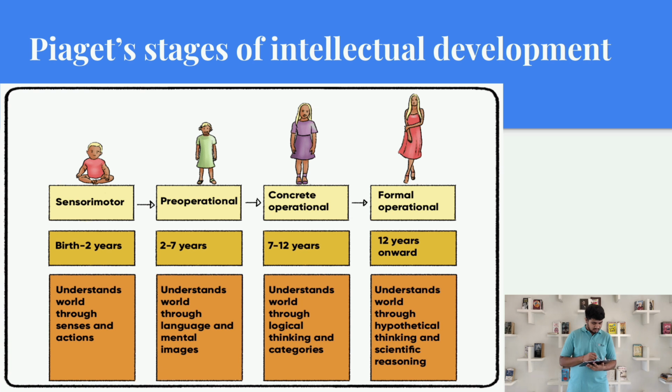In the sensorimotor stage, the child understands the world through senses and action. So basically they gain knowledge from the senses and actions in the world. In the pre-operational stage, the child understands the world through language and mental images. So now they would be at another stage, learning or understanding from language and mental images. Moving further, in the concrete operational stage, they understand the world through logical thinking and categories. So now they would apply a sense of thinking. And in the formal operational stage, they understand through hypothetical thinking and scientific reasoning. So now they would be able to make up scenarios to understand anything, for a solution, or even to get more details about it.